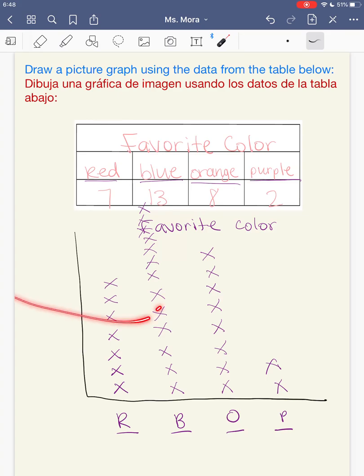Alrighty, so now I'm done with my picture graph. So esta es mi gráfica de imagen. Aquí puedo ver que está mi título, colores favoritos, igual que la tabla. Mis colores aquí están iguales aquí. Y los números matchan. Aquí van 7 con el rojo, 13 en el azul, 8 en el naranja y 2 en el morado. Y eso es todo. Ya terminé mi gráfica de imagen.